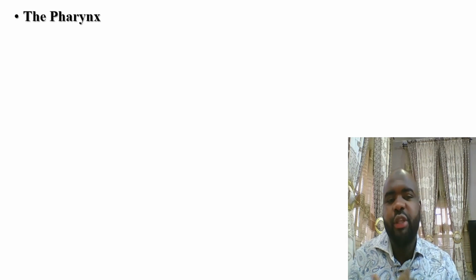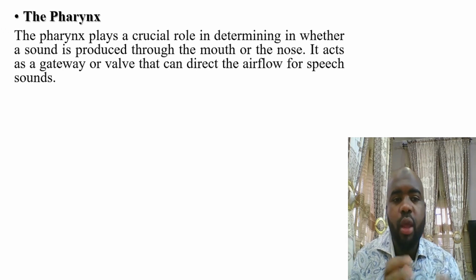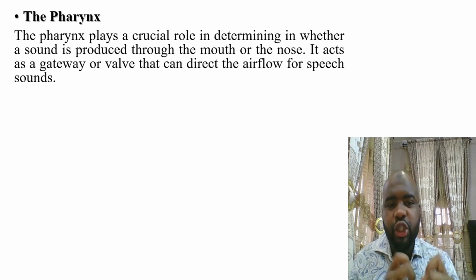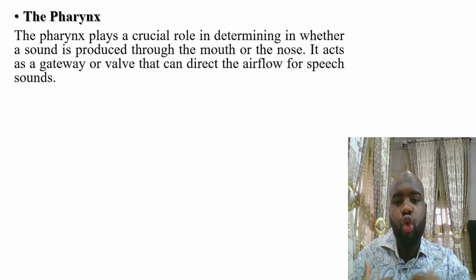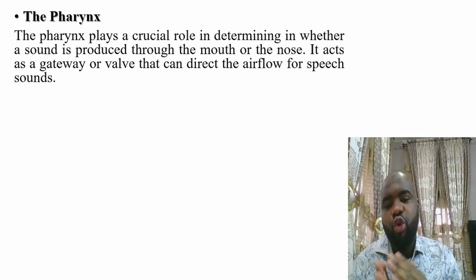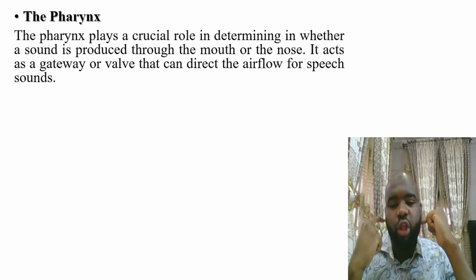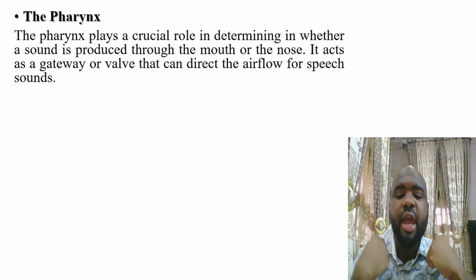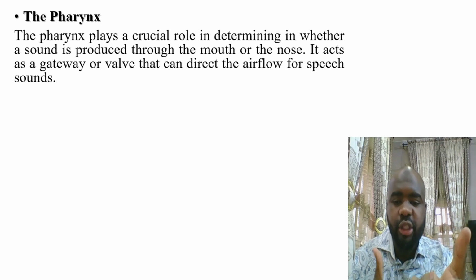The next one is the pharynx, in other words, the throat. The pharynx works in such a way that it serves as a gateway. When you want to make a sound that is produced using the mouth, it closes the gateway to the nose, so that the air or the sound will come through the mouth and then the sound will be produced.